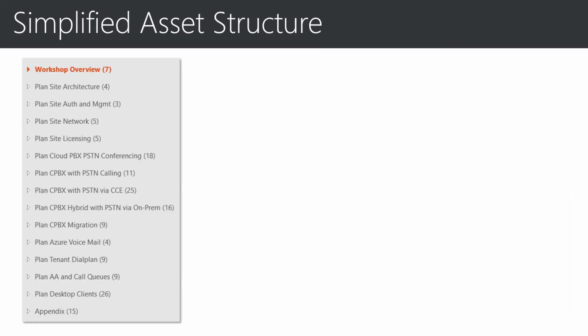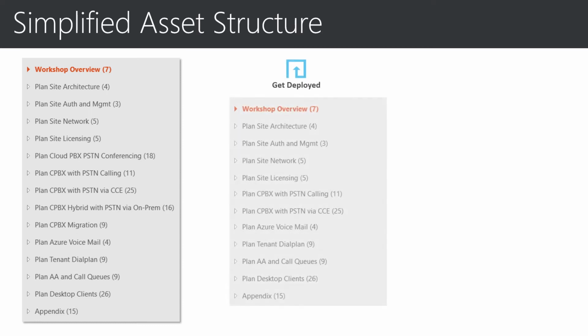Now, let's take a closer look at how the new Cloud PBX PSTN Conferencing Design and Migration Workshop has been restructured. From an agenda point of view, the first section you'll notice will include site-specific architecture decisions to be taken independent of the journey being considered, specifically focused around high-level architecture, authentication and management, along with network and licensing planning considerations specific to the site. With that commonality in mind, depending on the scope of your engagement, you'll then see additional topic areas that should be leveraged accordingly, specific to the journey taken.